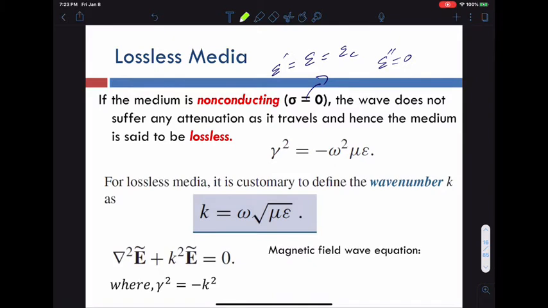So for lossless media, as I said before, your sigma equals 0, right? If your sigma is 0, that means your epsilon c becomes epsilon, right? So for lossless media, epsilon c could be replaced by epsilon. Also, in lossless media it is customary that you have a wave number k. That means wave number k is omega square root of mu and epsilon. Mu is the permeability, epsilon is the permittivity, right? So then you can put it back here. You get del square E plus k square E equal to 0, where gamma square equals negative k square, all right? So k is the wave number.